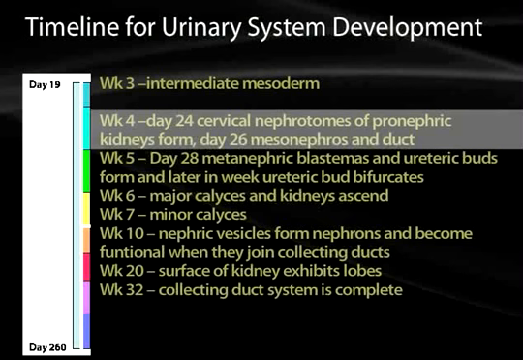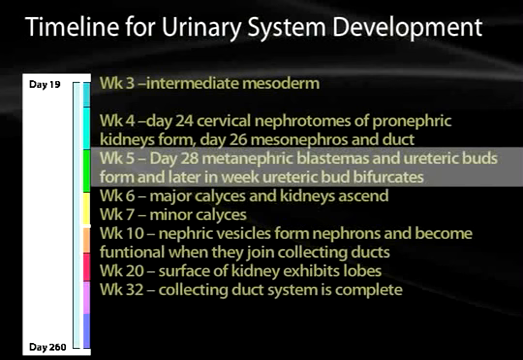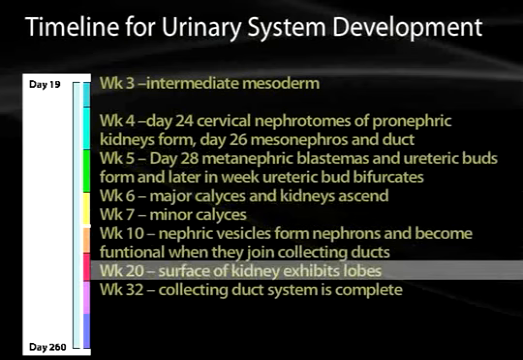At day 28, the metanephric blastema and the ureteric buds are going to start to bifurcate and form the major calyces and minor calyces over the next couple weeks. The surface of the kidneys by the time it gets to 20 weeks will still be lobulated, and at 10 weeks they'll start producing functional filtrates.